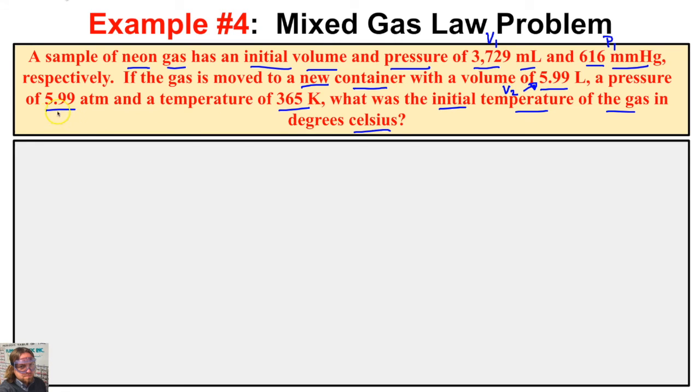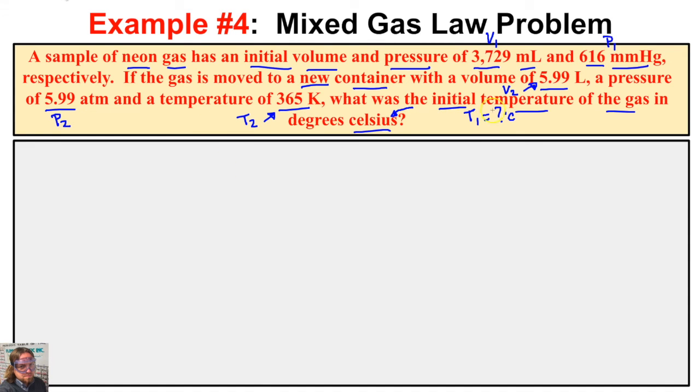A pressure of 5.99 atmospheres. This is going to be our P2, and a temperature of 365 K. This is going to be our T2. We need to figure out initial temperature. Initial means first. And last but not least, it's telling us that this temperature right here needs to be in degrees Celsius. So there's a lot going on here, so let's jump right in and figure out what's happening.